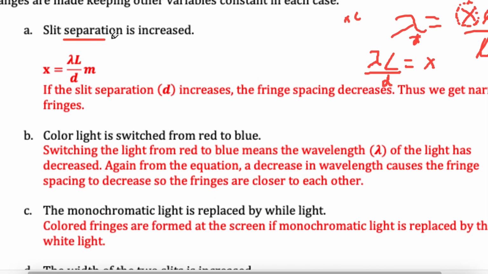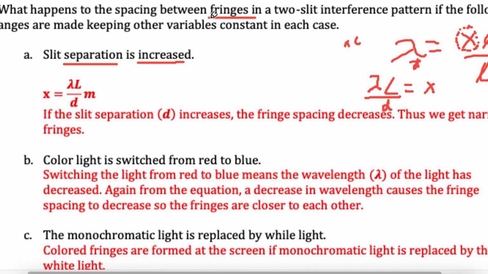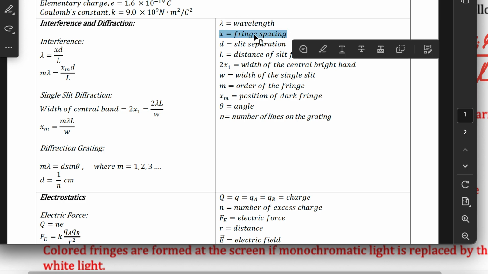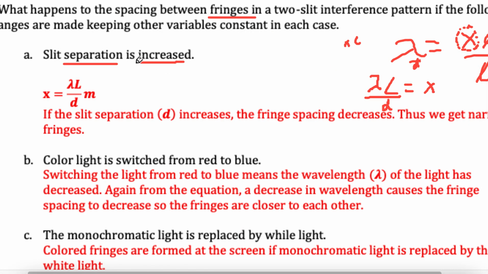If the slit separation is increased, what happens? Now you can see that x is for the fringes. Again, if you forget, it is written here, in case you don't remember what each one means. So let's find out. x is directly proportional to everything above the line. It is inversely proportional to everything below the line.